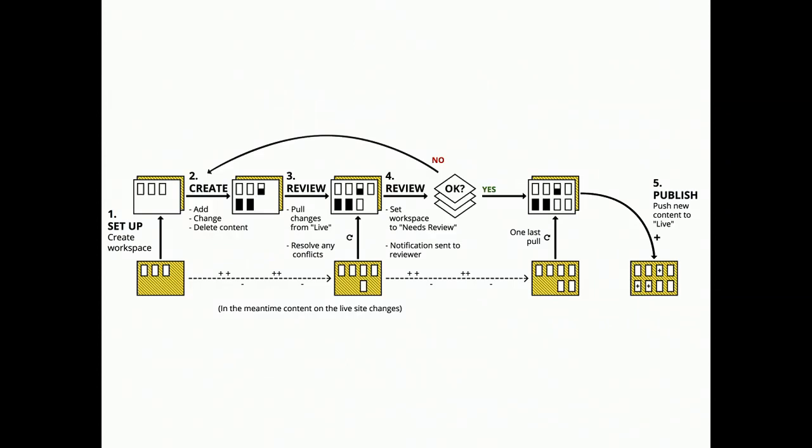So at the bottom, we have the live workspace, kind of what the anonymous visitors to your site see. And on the upper row, we have a workflow where a content editor might be working on some changes. So he sets up and creates a new workspace. He is adding and changing and deleting content in step 2. In step 3, the editorial user will review the workspace and moderate the whole workspace.